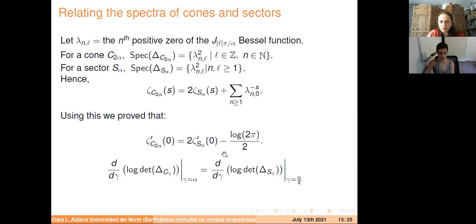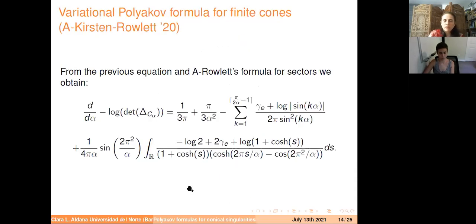So we have this relation for the derivatives of the spectral zeta functions at 0, and this gives us that the derivative with respect to the angle of the log of the determinant on a cone at alpha is equal to the derivative of the log of the determinant of the Laplacian on the sector at alpha over 2. So we have this relation for these derivatives. And then using this and the previous formula that I had obtained with Julie, we obtained this formula for the derivative of log of the determinant for the cone.